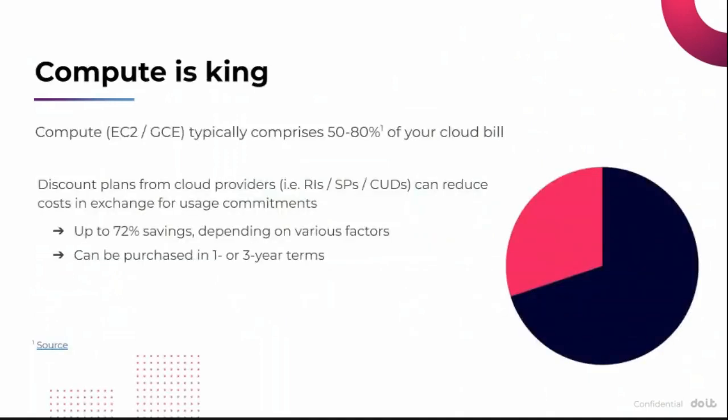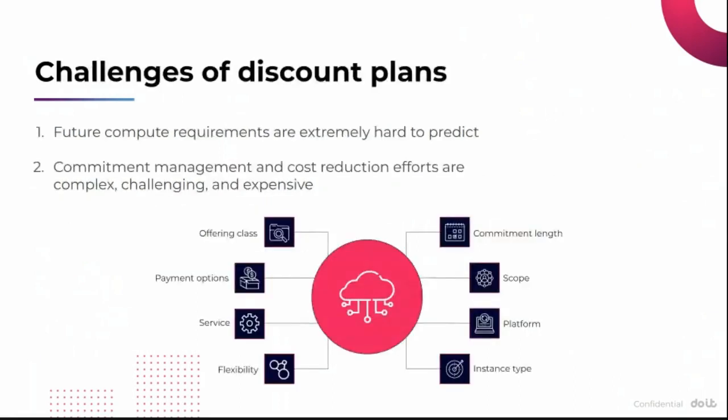So the reason that we're here is because compute costs typically comprise between 50 to 80% of a customer's cloud bill, which means that lowering that compute spend really represents the biggest opportunity for cost optimization. And the cloud providers provide great offerings in the form of reservations or commitments where customers can agree to a set amount of usage over a 1 or 3 year term. And this provides significant savings on those on-demand workloads. However, these discount plans can present a very big risk to an organization as well as a big management challenge.